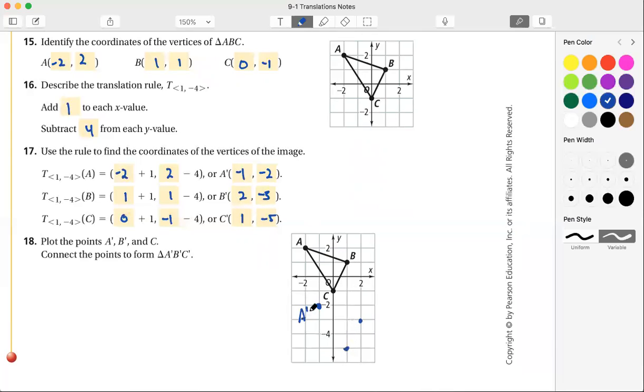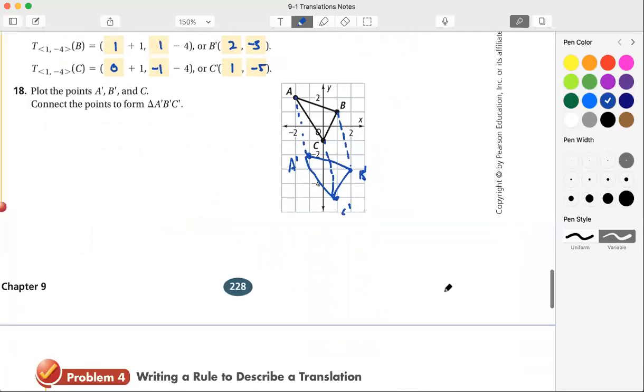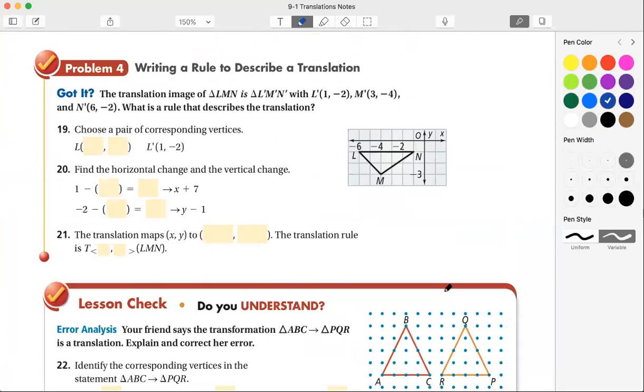So here we go, A prime, B prime, and C prime. Connect the dots, and there is the movement. We can also map these by drawing little lines like this. Okay, so problem number 4.